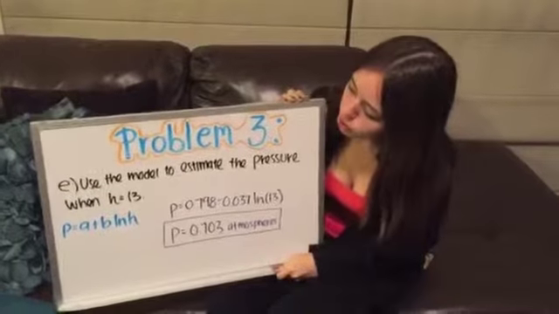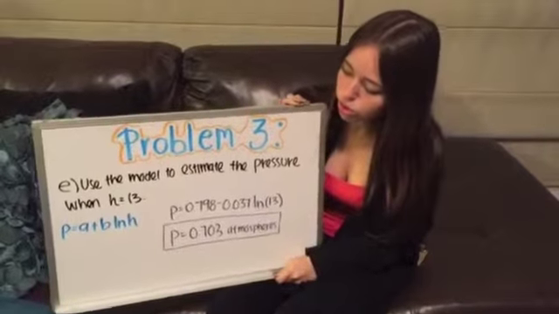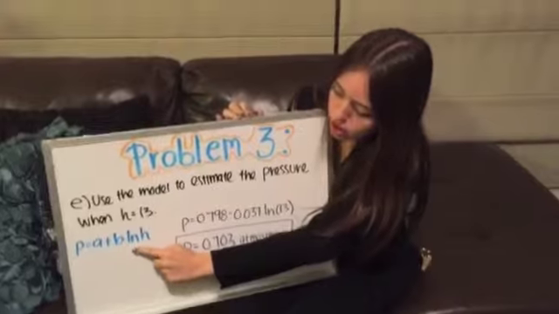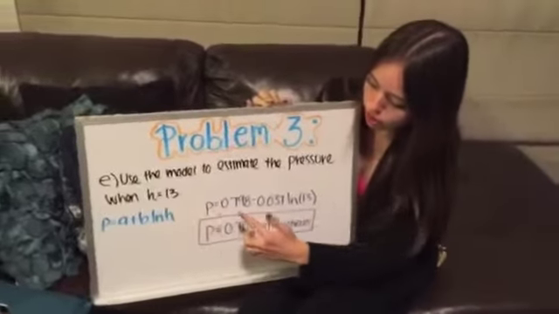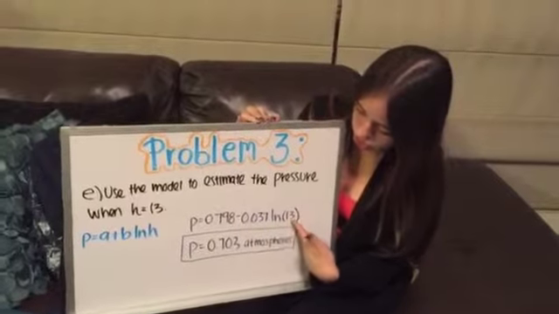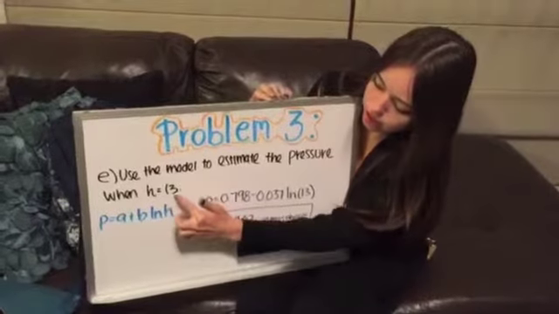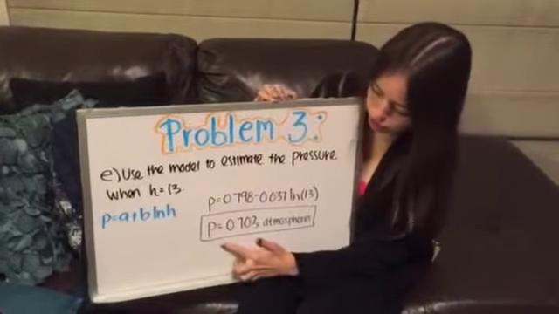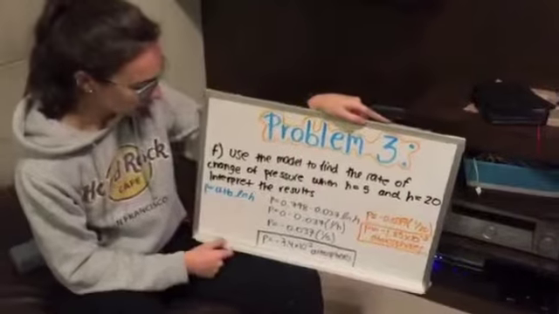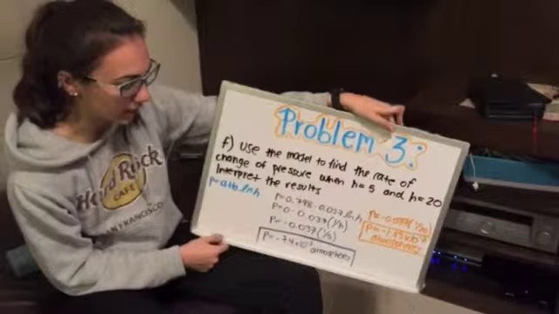Letter E. Use the model to estimate the pressure when height is equal to 13. With the given formula, pressure is equal to A plus B natural logarithm of H. We plugged in each of the values, the value of A, of B, and of H, and we got that when the height is equal to 13, the pressure is 0.703 atmospheres.